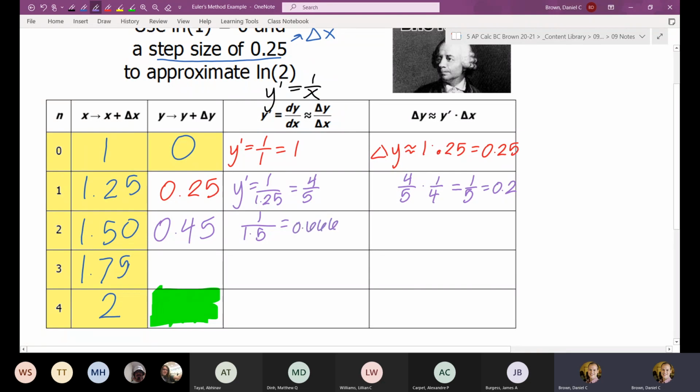I'm going to switch to decimals. I don't want to round too early. Then I want to do my derivative times another delta x. I have 0.1666 repeating. That's my new delta y. Add that delta y to the y value that I left off on.